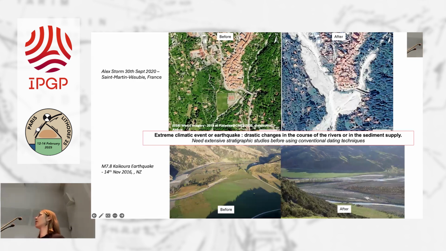Also, we are dealing with extreme events, like extreme climatic events or earthquakes, that will trigger drastic changes in the course of the river and in the sediment supply. It means that before really using our conventional dating techniques, we have to understand the stratigraphy.